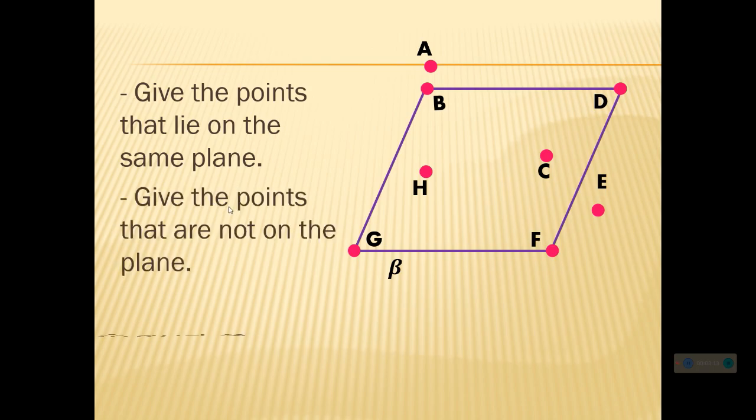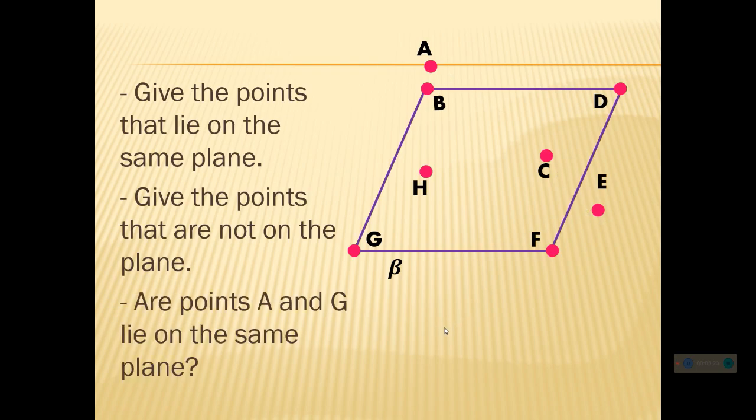Next, give the points that are not on the plane. They are the points A and E. You're correct. Next, do points A and G lie on the same plane? Try to look again for points A and G. Here is point A and here is point G. Do they lie on the same plane? You're correct, they do not lie on the same plane.